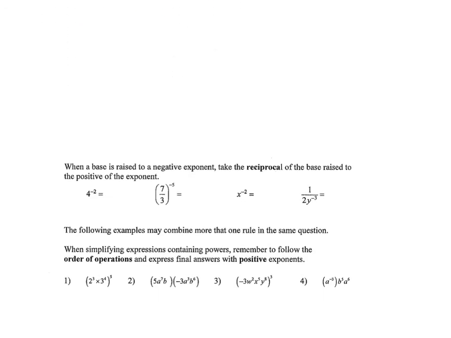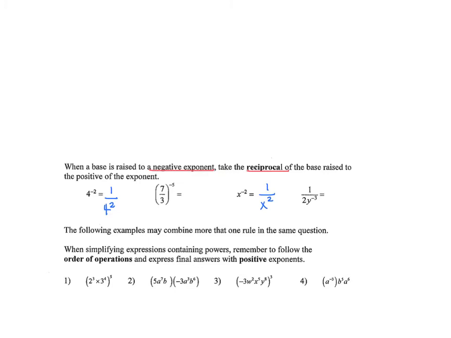Okay, and when the base is raised to a negative exponent, the rule is take the reciprocal of the base and make the exponent positive. So 4 to the exponent negative 2 is the same as 1 over, keep the base the same, make the exponent positive. So 1 over 4 squared. Similarly, let's look at the third one. X to the exponent negative 2 would be 1 over x squared.